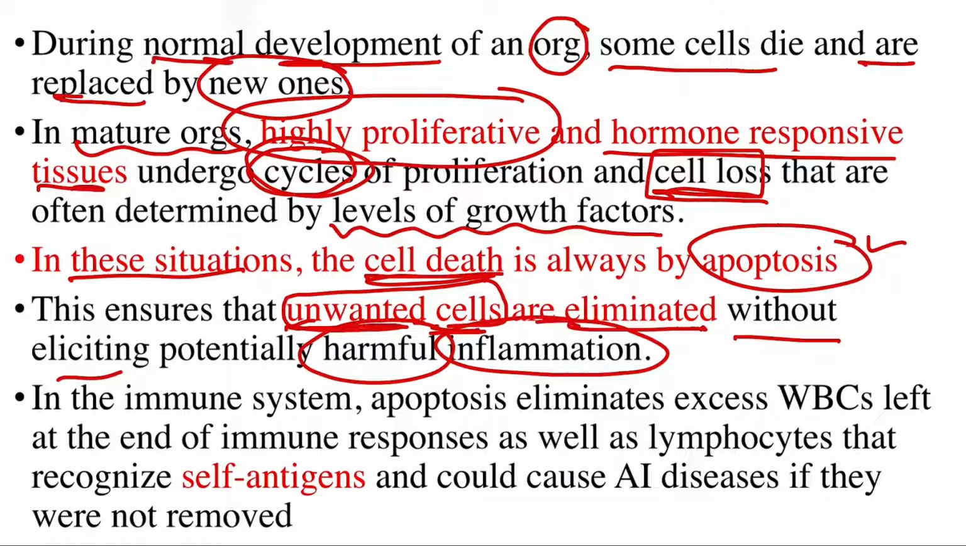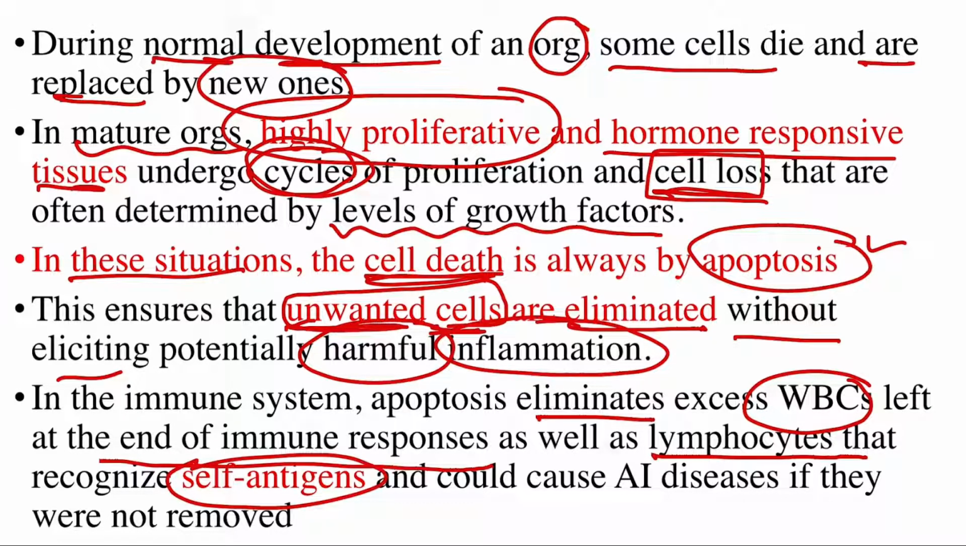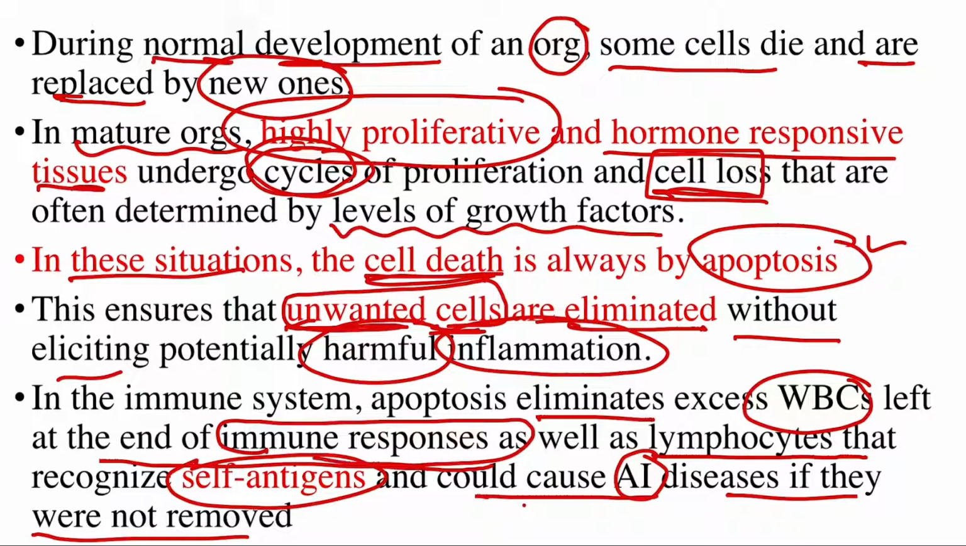So in the immune system, apoptosis eliminates excess WBCs which are left at the end of immune response, as well as the lymphocytes that recognize the self-antigens and could cause autoimmune diseases if they were not removed. See, in the immune system also, whenever there is end of the immune response, the WBCs don't stay there for long. We all know that once the immune response is over, the WBCs subsequently undergo apoptosis. Now that is because their work is over. We don't want excess WBCs to stay there and to cause further tissue damage after the immune response has been performed.